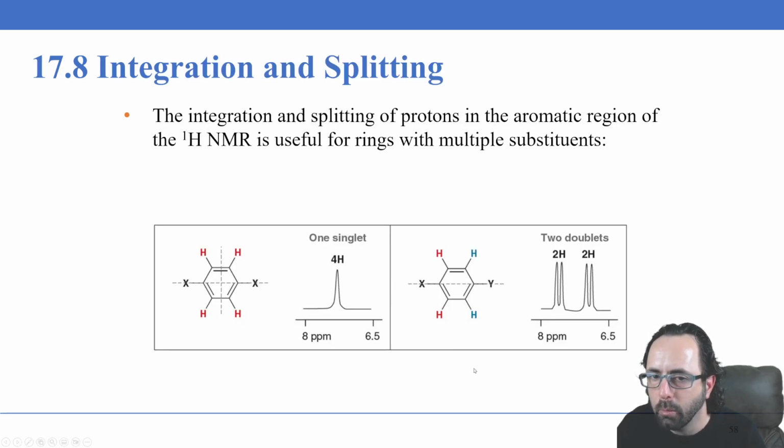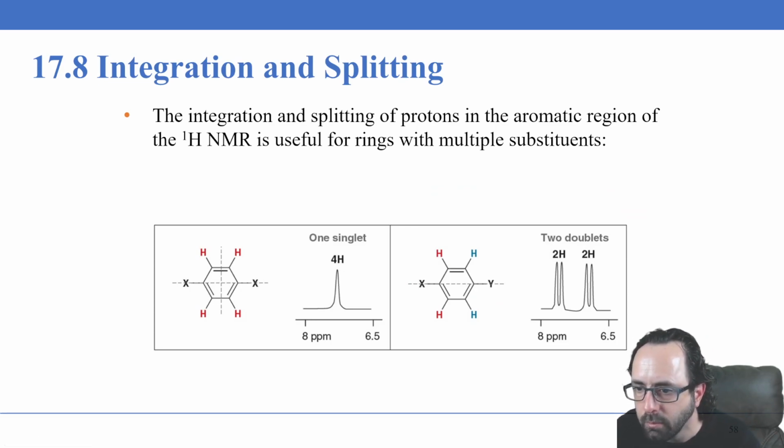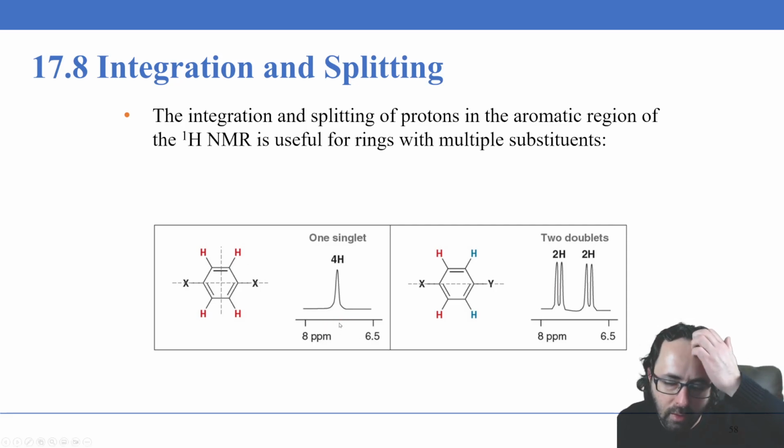Recall that in terms of the splitting of the protons, the H1 NMR is useful for multiple substituents. So if we have a benzene ring here that has the same group on either side, we're going to have a plane of symmetry. All 4 of these hydrogens will be equivalent, so they'll give one signal in the chemical shift around 6.58 ppm.